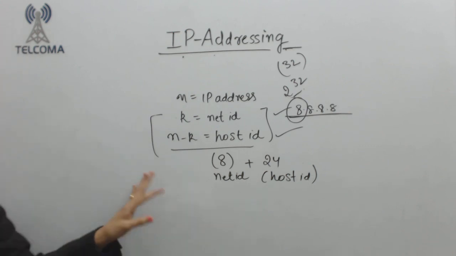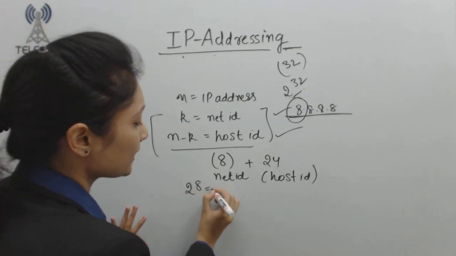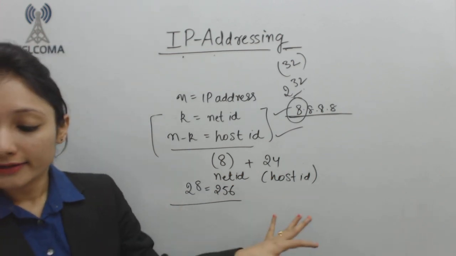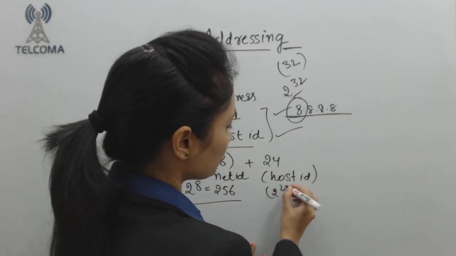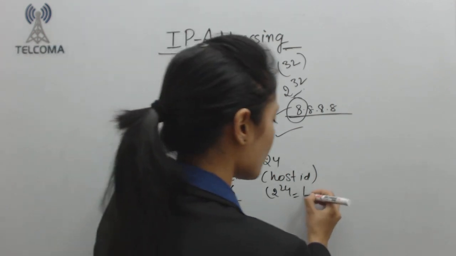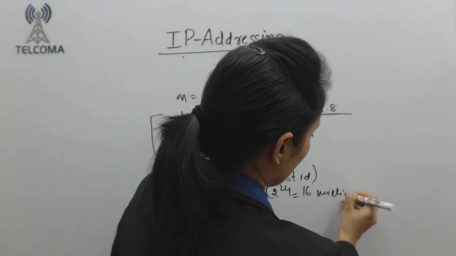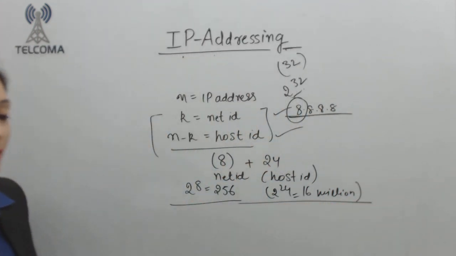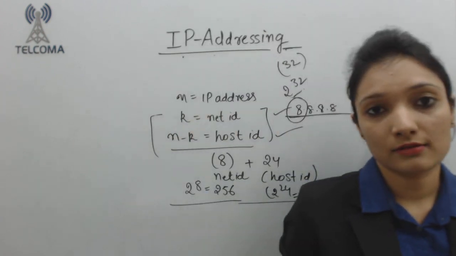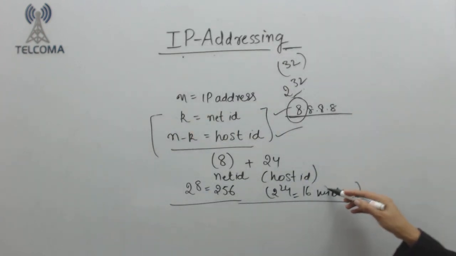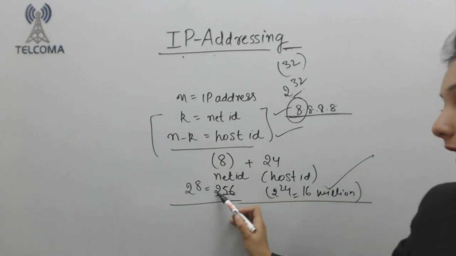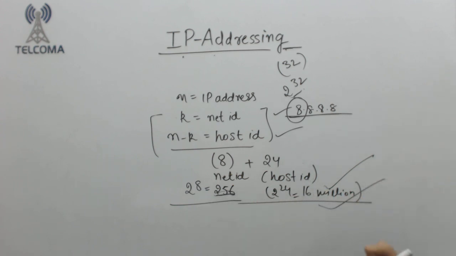So that means we had here 2 raised to power 8, 256 networks, and then 2 raised to power 24, which is approximately 16 million hosts here. Now, this is a very impractical ratio, because very few organizations require such a number of hosts. That means if you just buy one network ID, it will have this many hosts here.